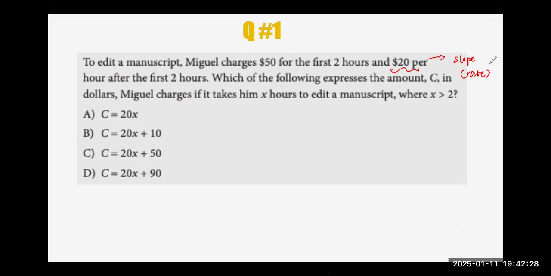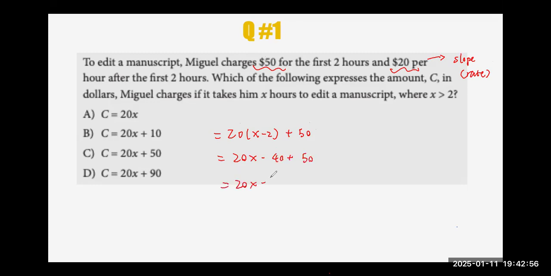So we have C equals 20 is the slope, and then because given X is the total number of hours, and then the first 2 hours is charged on its own. So we have 20 times X minus 2. $50 for the first 2 hours, that's plus 50 in the middle, and then we simplify it, distribute it to 20x minus 40 plus 50, and end up being C equals 20x plus 10.